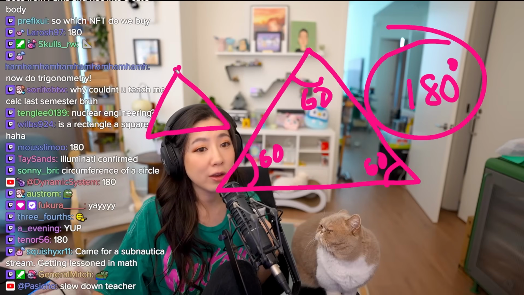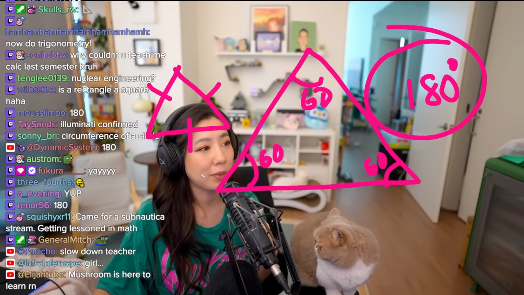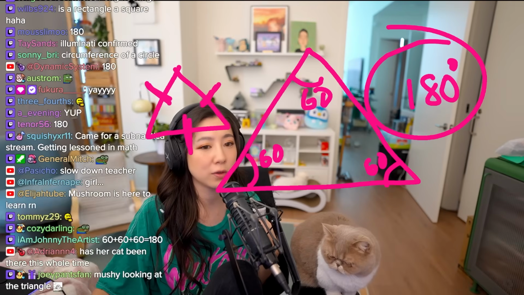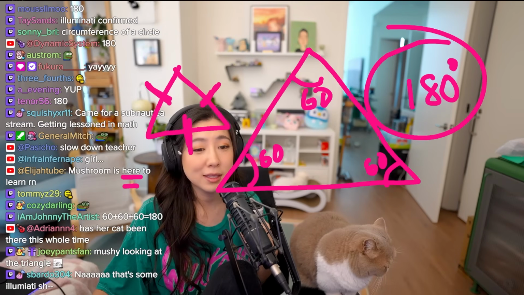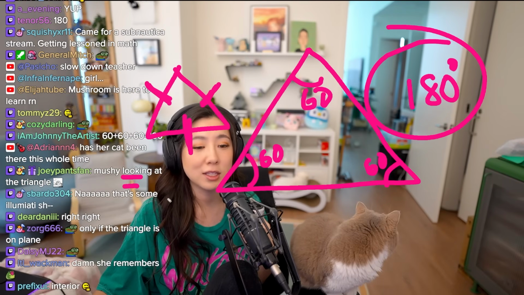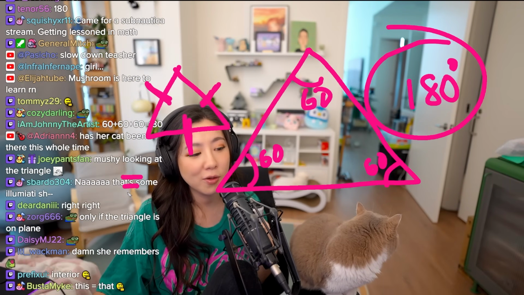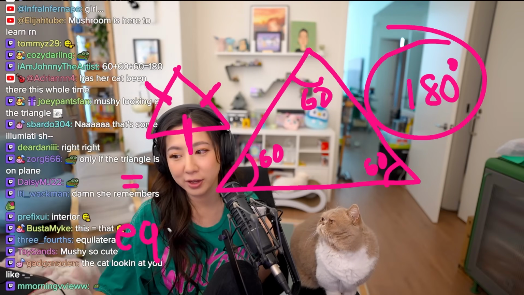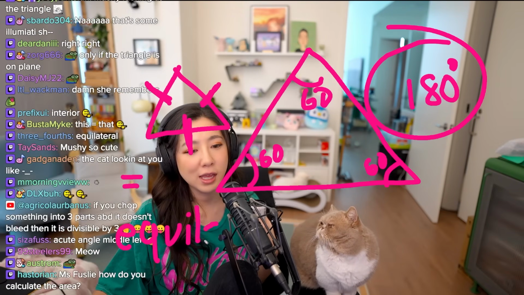And if they are equal like this, and you signify them like that, this means that this is equivalent to this, which is equivalent to this. That means that this is a triangle with equal sides, also more commonly known as an equilateral triangle. Very good.